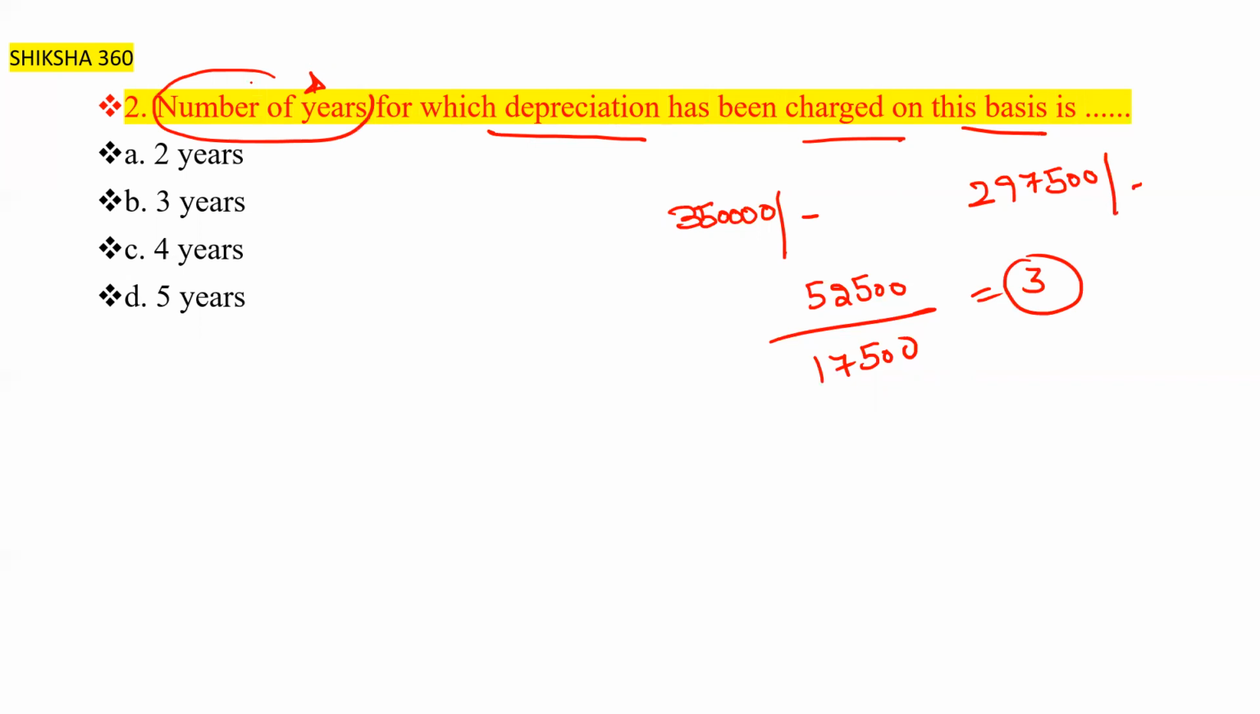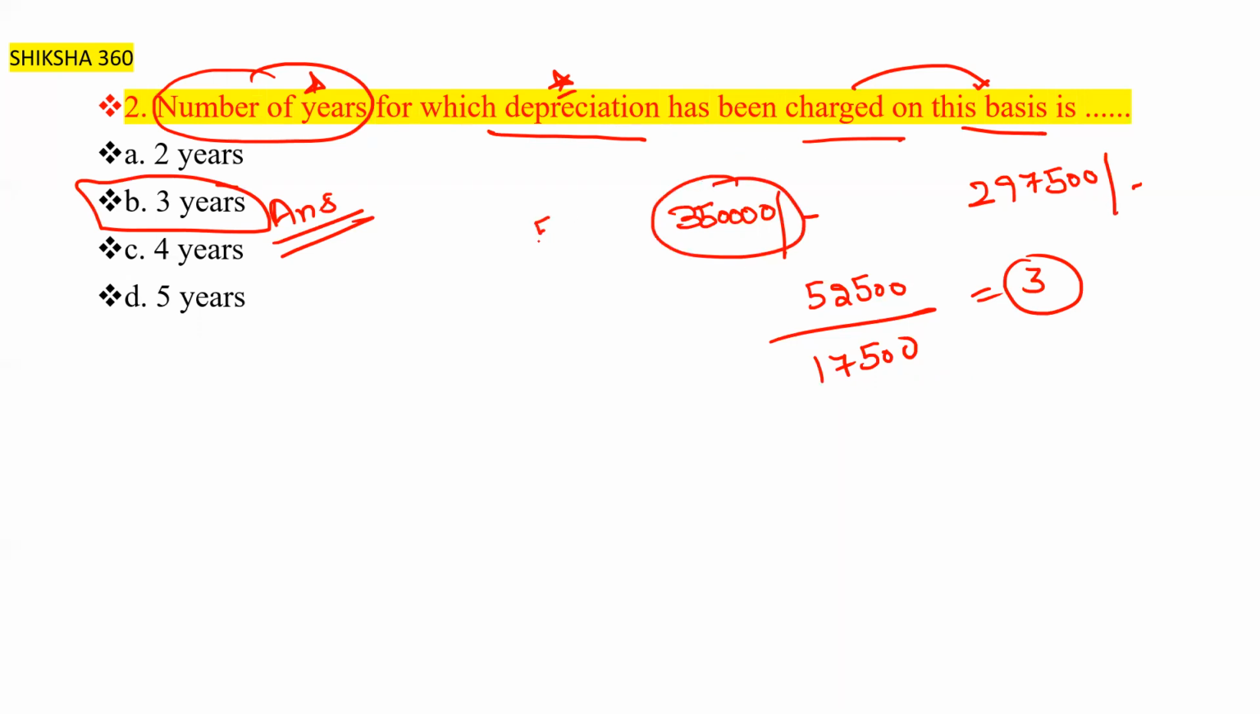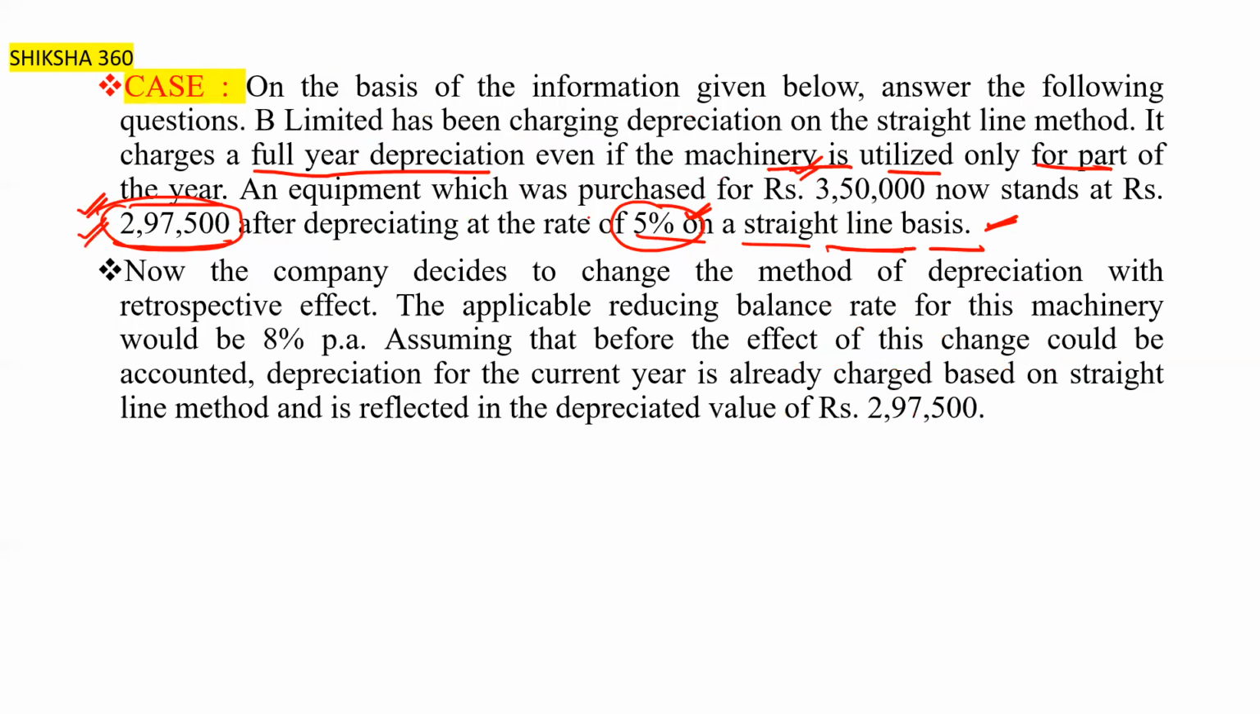So the number of years for which depreciation has been charged on this basis is 3 years. Clear? So option number B is the correct answer here, that is 3 years. Okay. So first of all, they have given this 5%. They are mentioning that the depreciation here is to be 5%.